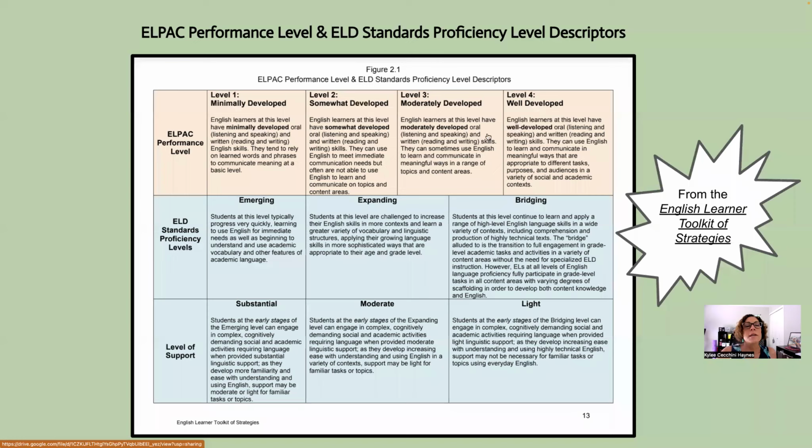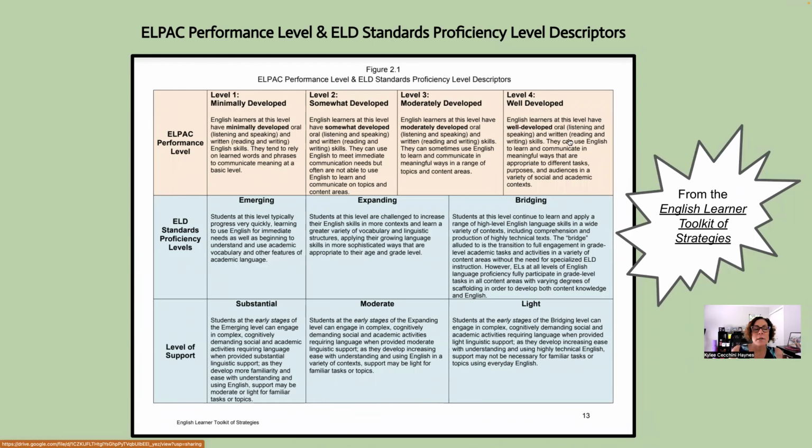Here are the proficiency level descriptors from the LPAC. A level 1 means they're minimally developed in oral, listening, speaking, reading, and writing. And then you can see what is somewhat developed, moderately developed, and well developed. So the LPAC is 1 through 4. Now, here's where it gets complicated, and it's like, why can't they just all stay in the same scale? But they don't.